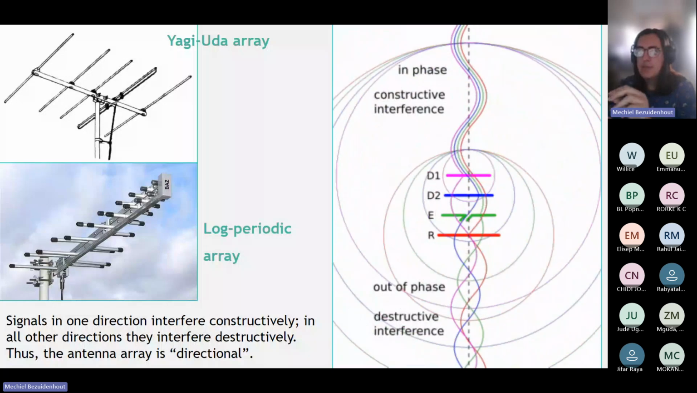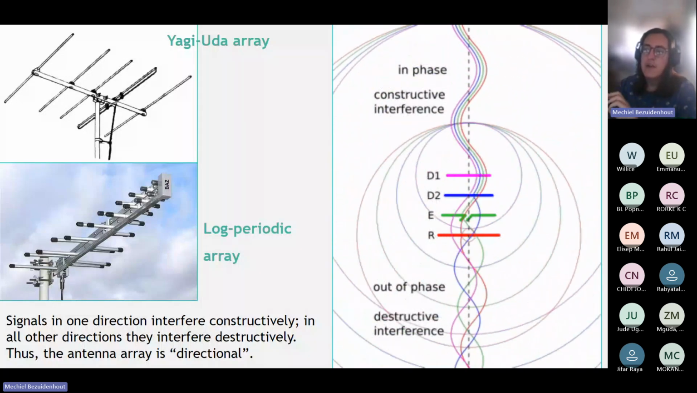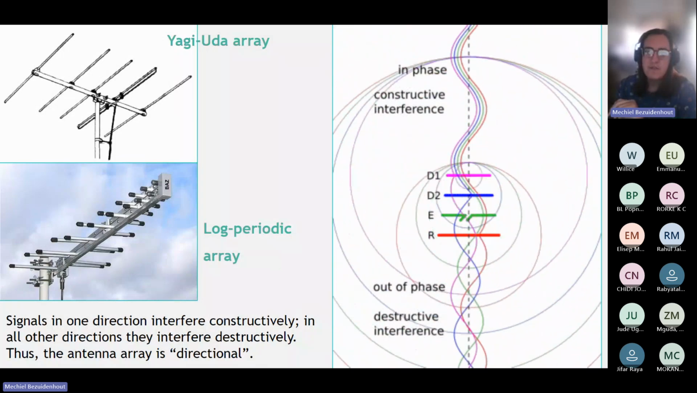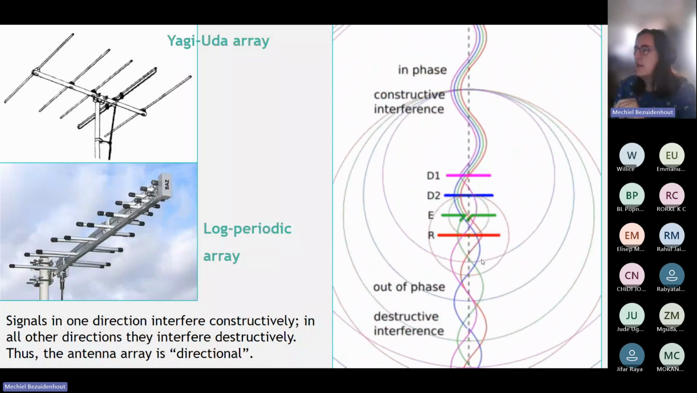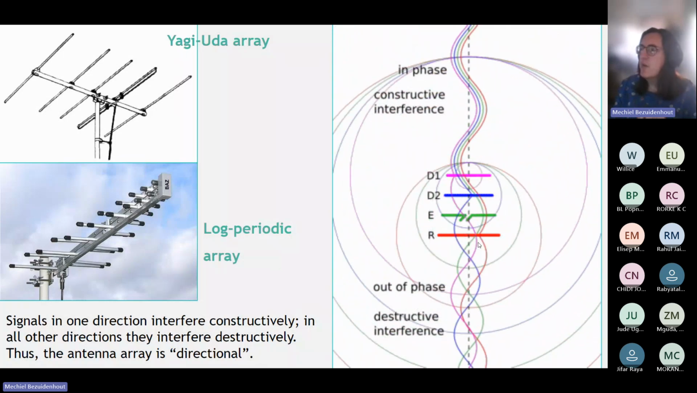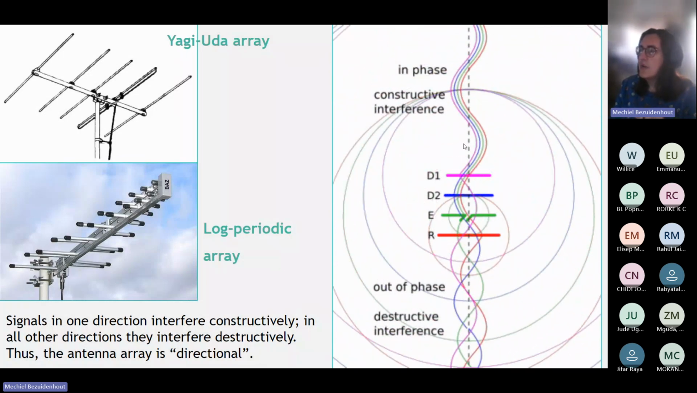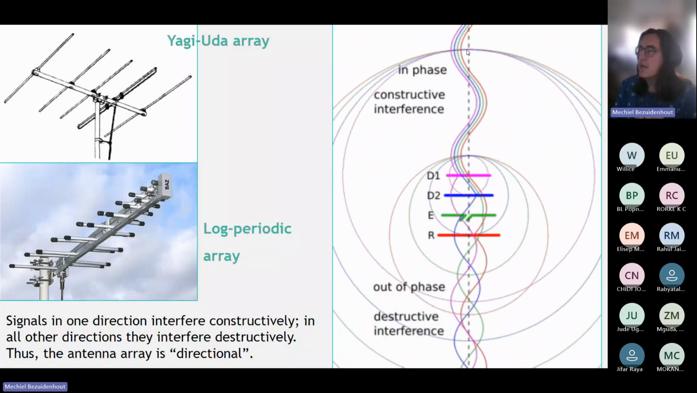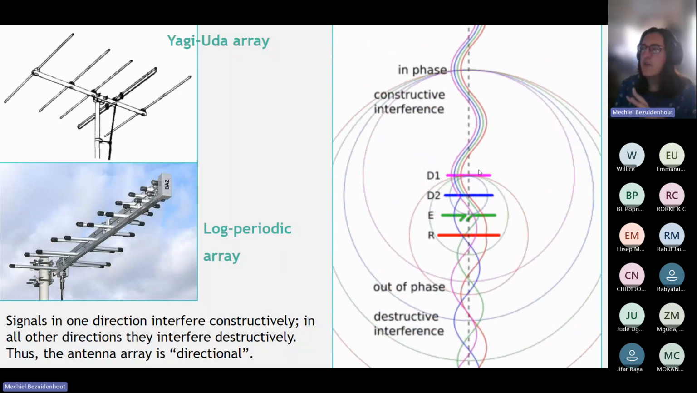at some points in the radiation field, the radio waves will be interfering constructively, and at other points they will be interfering destructively. So it will only be able to send and receive signals in the direction where those signals are in phase, where they're interfering constructively, and that's how you get a directional antenna.